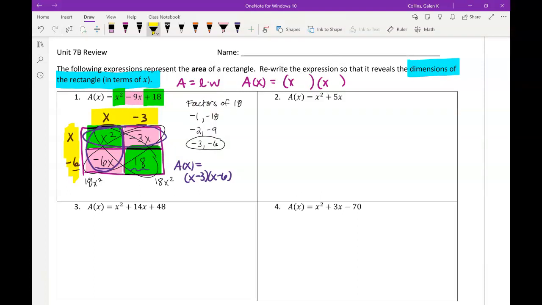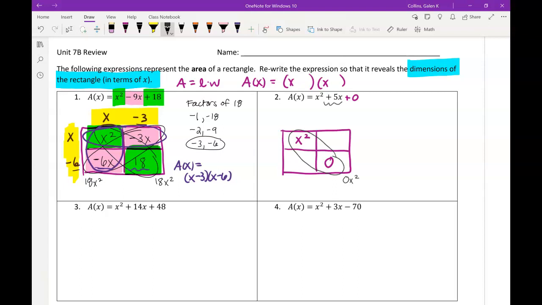All right, number 2 might seem tricky because there's no constant term, but we could think of that as a +0. And if you wanted to, you could still use the four section rectangle for the area model. But now we're looking for numbers that multiply to 0x squared, so numbers that multiply to 0. So I know that one of those numbers has to be 0. And then they have to have a sum of 5.